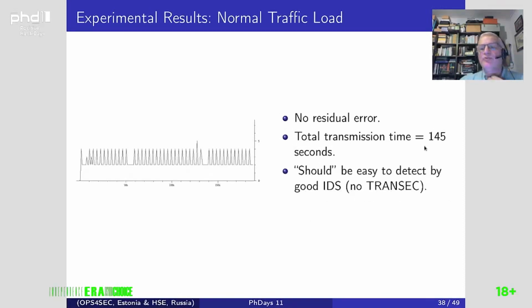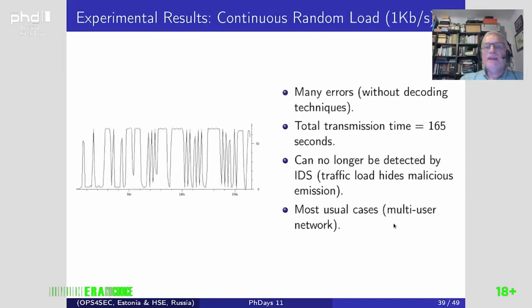Here you have no residual error, and to extract the data, you need to transmit for 145 seconds. Normally, it should be detected by a good IDS. Here we have a random load of 1 kilobit per second, and the total transmission time is a bit higher. But in this case, we have tested it, and it is no longer detected by the IDS.